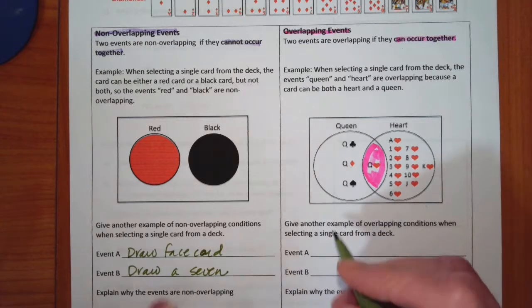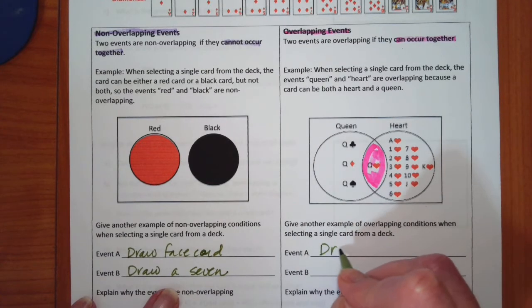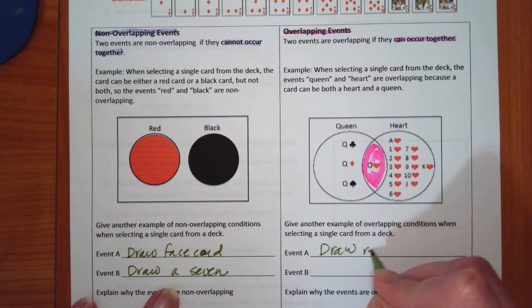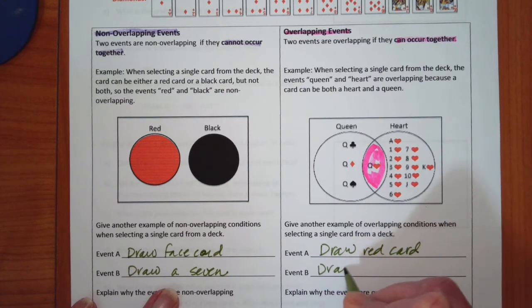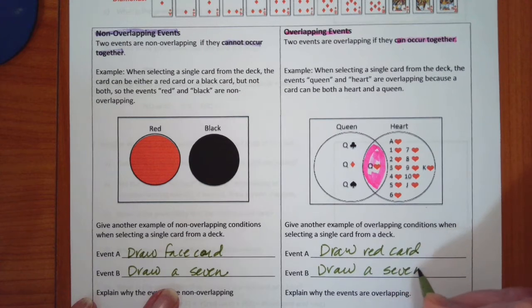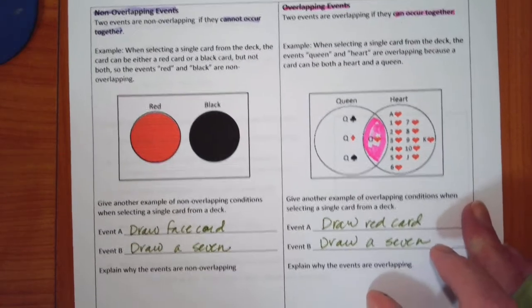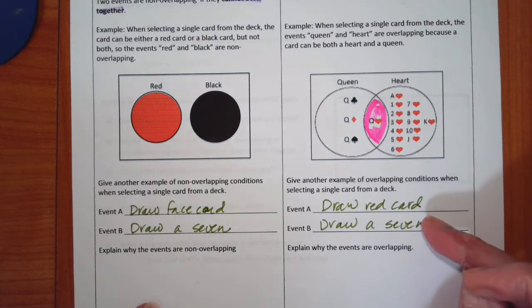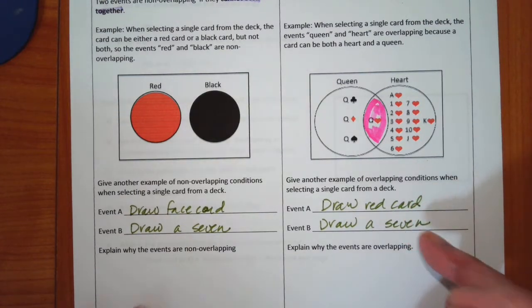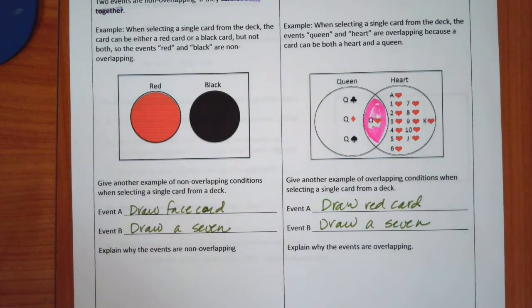Another one that you could think of from a deck is draw a red card and draw a 7. 7 seems to be my number for today. They are overlapping because you can have a red card that is also a 7.